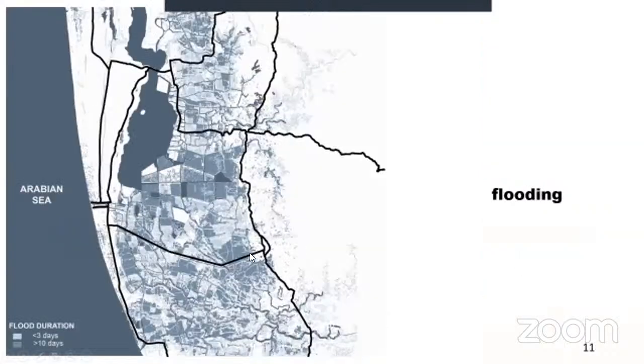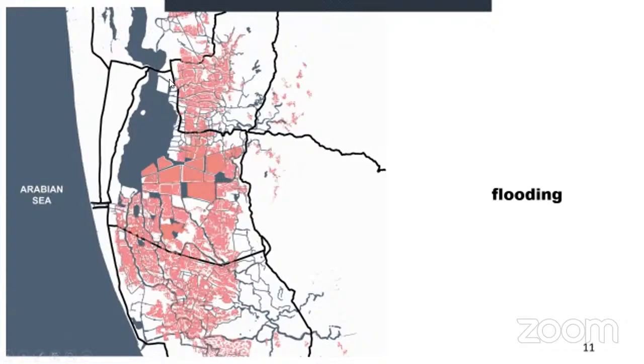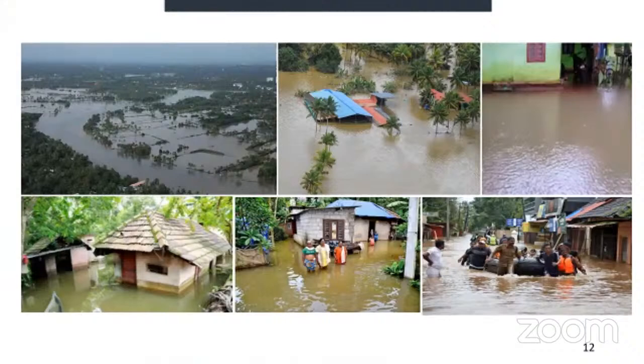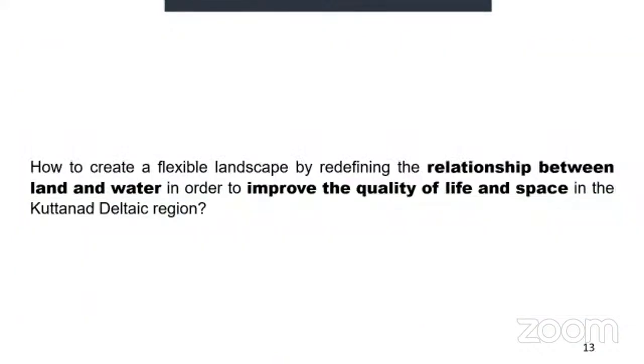These are the areas where flooding occurs for more than 10 days. And these are the areas where flooding occurs for more than 3 days. And this was an annually recurring episode. But in the year 2018, this entire area was underwater for more than 30 days, from 0.8 to 2 meters. And this was how the impact of that flooding looked. It severely hampered the quality of life in the space. And that brings me to the research question: how to create flexible landscapes by redefining the relationship between land and water in order to improve the quality of life in the Kuttanad Deltaic region.